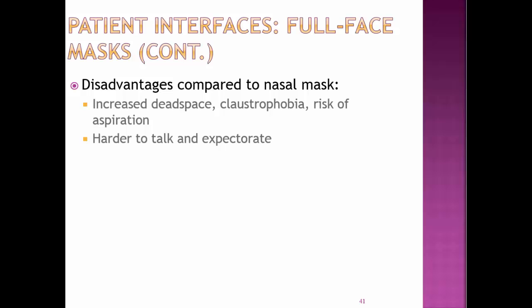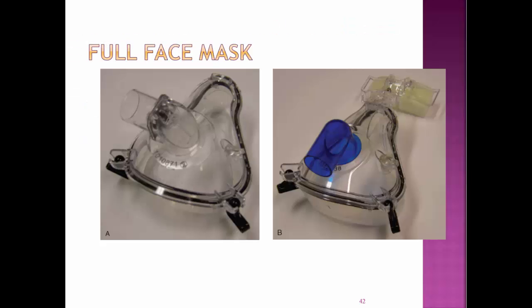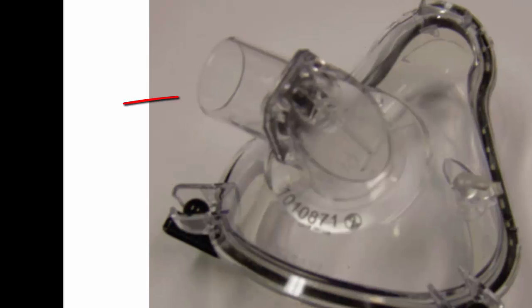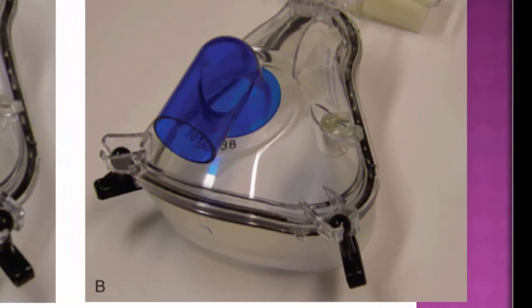If you want to spit things out, then you have to disconnect the mask and reconnect it after you're finished. So here's an example of a full face mask of each type. Right here is the valve that it was talking about. You notice one side has a valve and the other side does not.